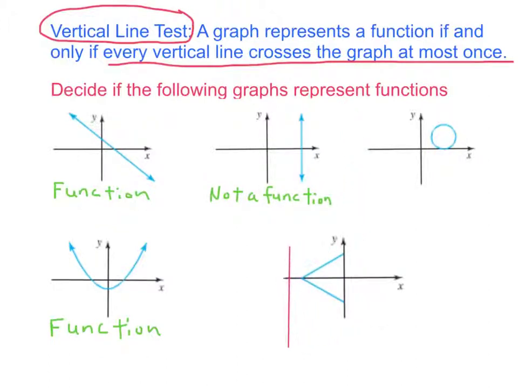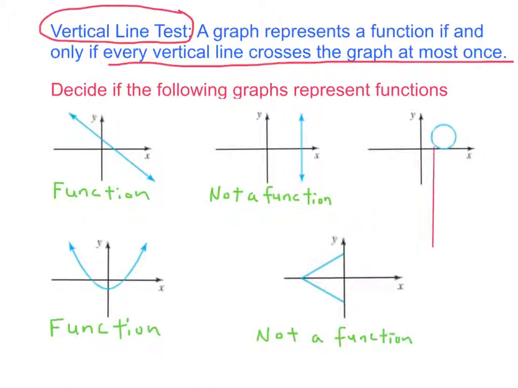What about this sideways V-shaped graph? Do we think this is a function? Well, clearly if I put the vertical line right here, it does cross the graph in 2 different places. Once right here and once right here. And so this is not a function.